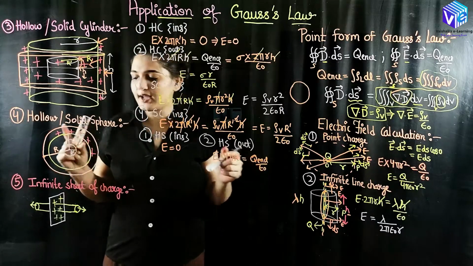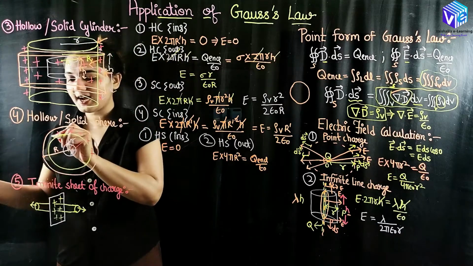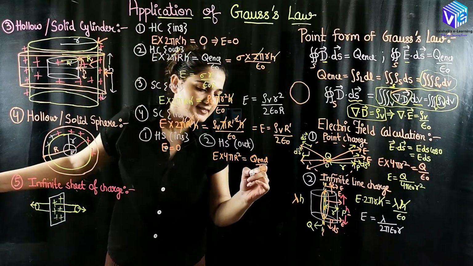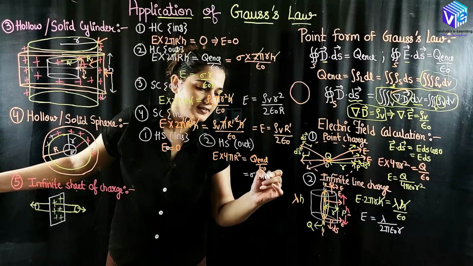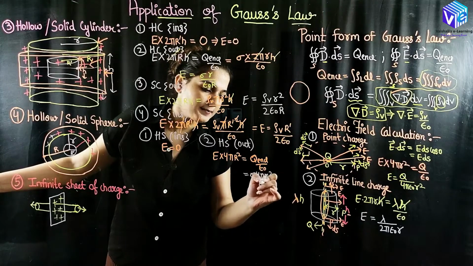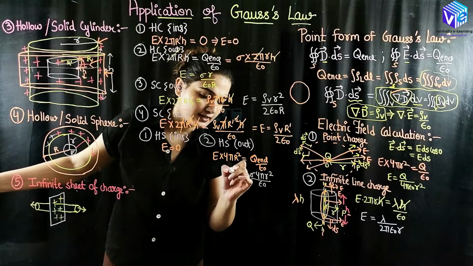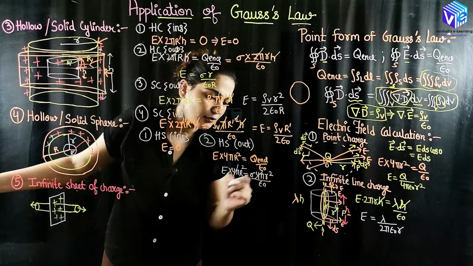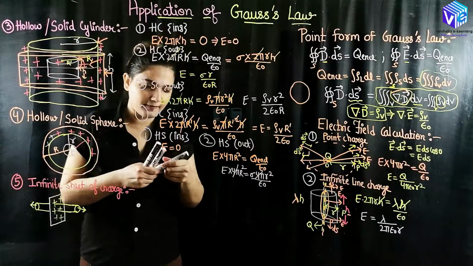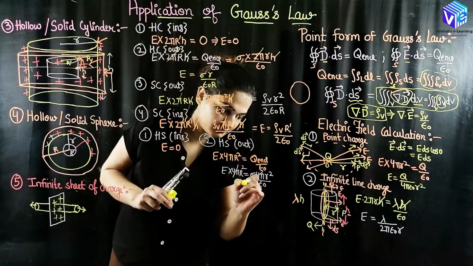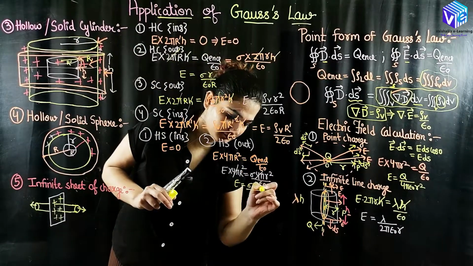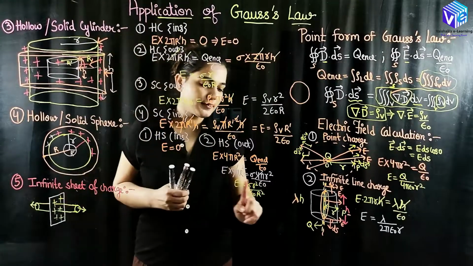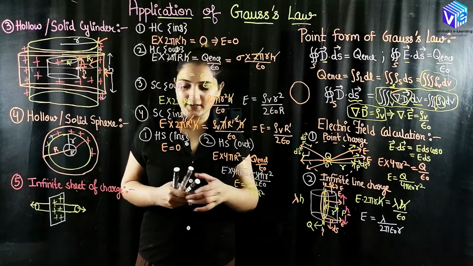The charge enclosed I have to find out. So I know all of the charge is on the surface of the actual sphere. So it will be given as sigma into 4 pi small r square upon epsilon naught is equal to E into 4 pi capital R square. Now I will be cancelling out 4 pi and 4 pi, and I will be getting E. E is equal to sigma small r square upon epsilon naught capital R square.